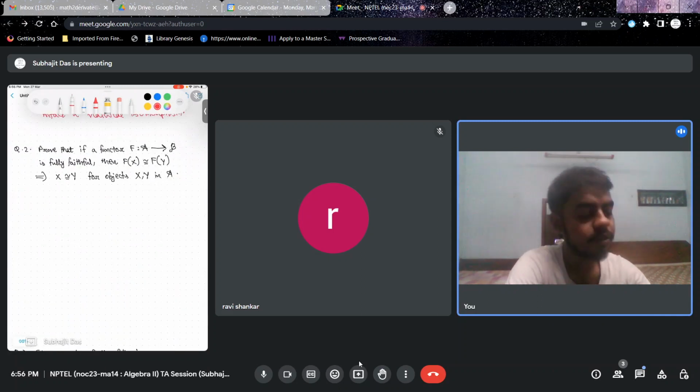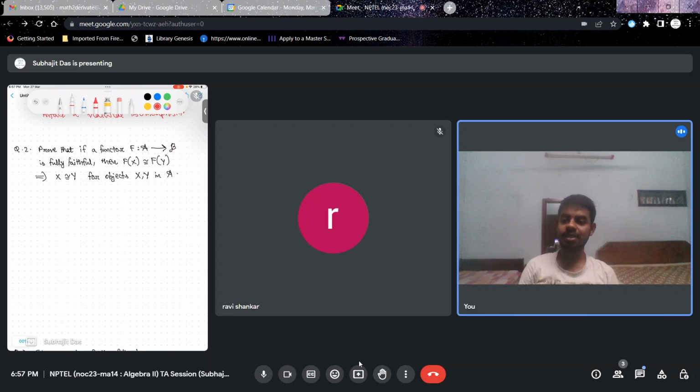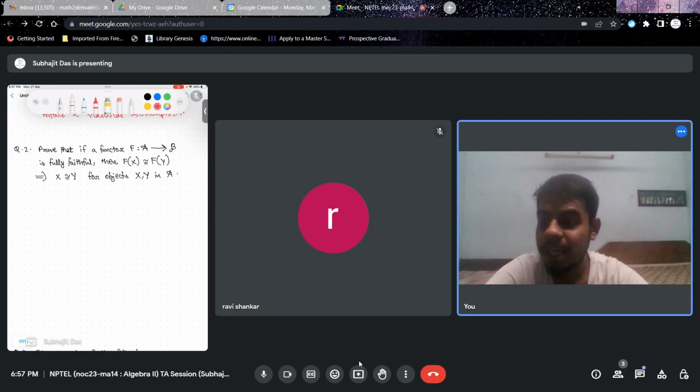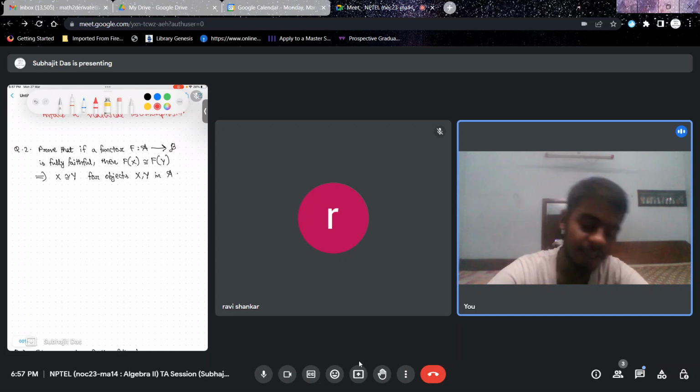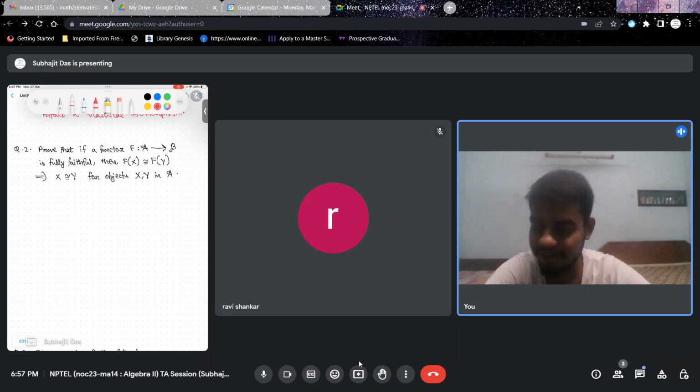So let's read out the problem first. It says that we have to prove that if a functor f from a category A into a category B is fully faithful, then for any two objects x and y in your domain category, if the images fx and fy are isomorphic, then the objects have to be isomorphic. You have a functor f from A to B, it takes objects to objects and arrows to arrows. You are given that if the image objects fx and fy in the category B are isomorphic, then the original objects x and y have to be isomorphic as well.